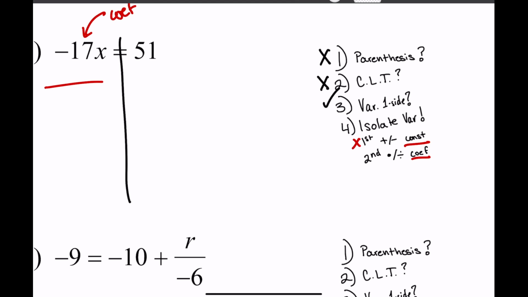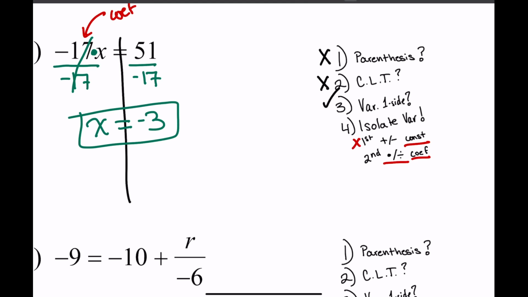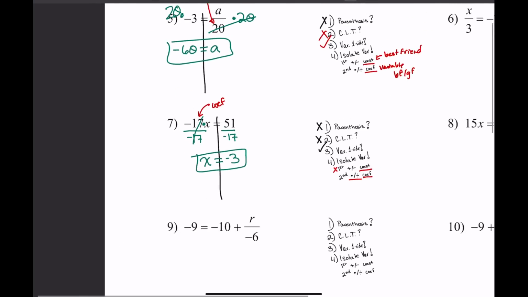So we're going to get rid of this coefficient, and our only options are to multiply or divide. But right here, if a number is right in front of a letter, that is secret multiplication, which means we are going to divide by that negative 17 on both sides. Don't forget to divide the sign. The sign doesn't change when you multiply or divide, or else it doesn't cancel. And this would give us x equals negative 3, because 51 divided by negative 17 is negative 3.